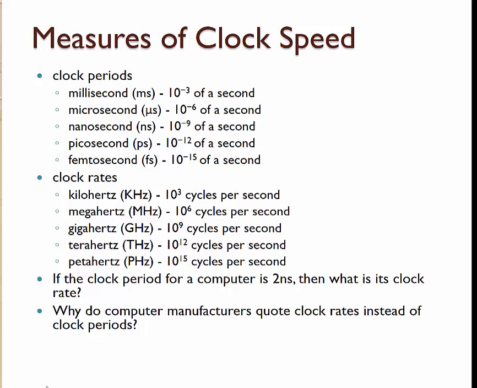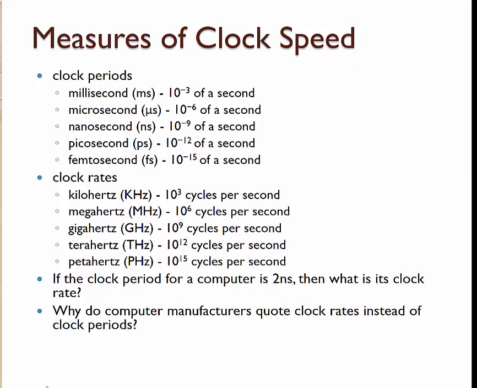Now we're talking about measurements of clock speed. On the slide here you see we have clock periods and clock rates. Clock periods are measured as milliseconds, 10 to the minus 3, microseconds, 10 to the minus 6, nanoseconds, 10 to the minus 9, and so on and so forth. Clock rate is the inverse of that. Kilohertz is 10 to the 3rd, megahertz is 10 to the 6th, gigahertz 10 to the 9th, and so on and so forth. So it's an inverse relationship. When we want to convert one to the other, we have to invert it.